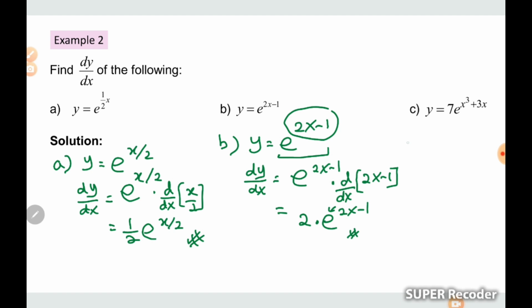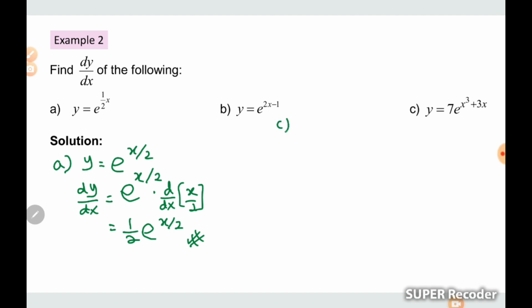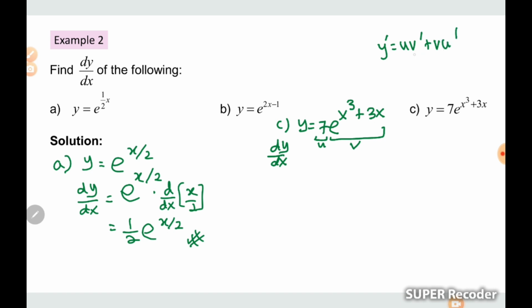What about C? We continue with C. If y equals 7 e to the power of x cubed plus 3x, what is the derivative? Differentiate y, dy/dx. Please take note that you can use the product rule here. 7 is u, e to the power of x cubed plus 3x is v. If you use the product rule, remember that y prime equals u v prime plus v u prime. So u is 7.